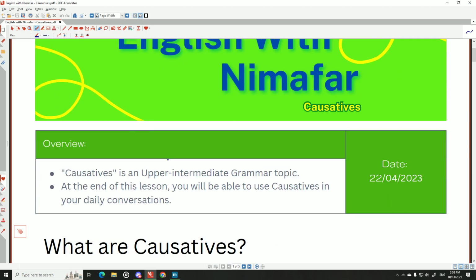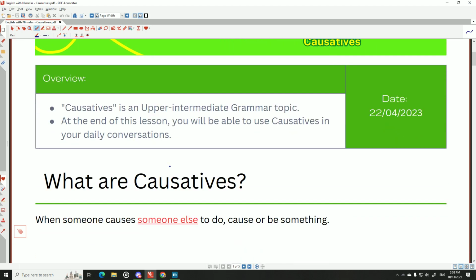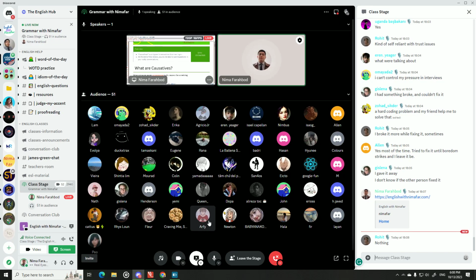Okay, English with causatives. First of all, it's an upper intermediate grammar topic. What do we mean by that? If you see, for example, some books, some websites, some references, they categorize or label grammar topics. So, for example, this grammar topic is for upper intermediates. Can you tell me why and how this one is for upper intermediate? I have this question. Why is it not pre-intermediate? Why is it not advanced? Why is it not intermediate?